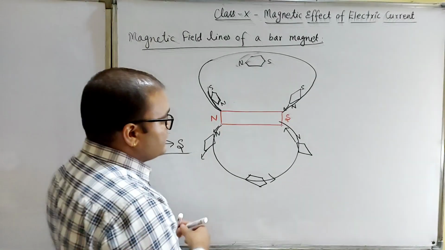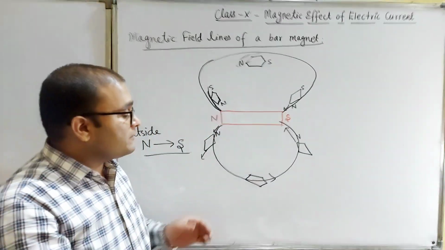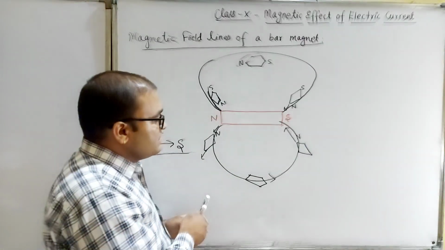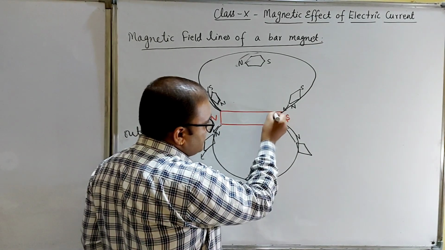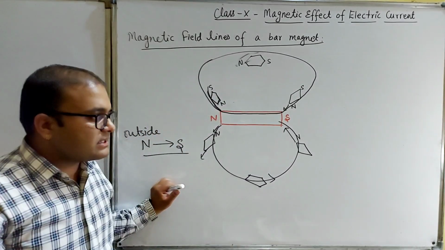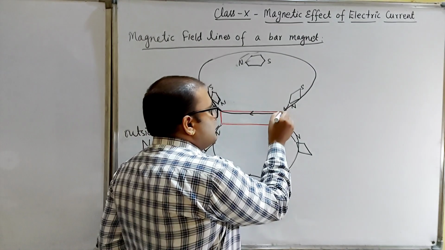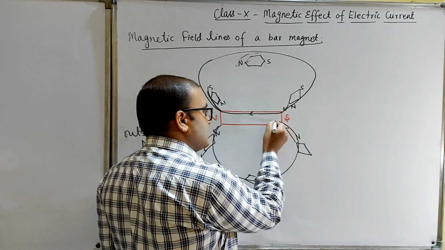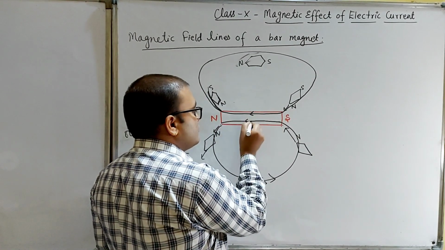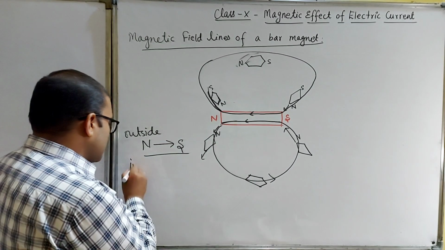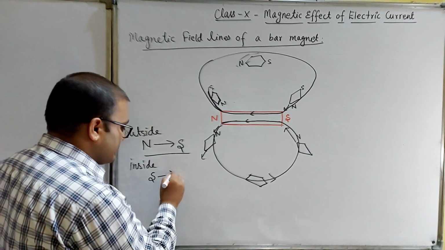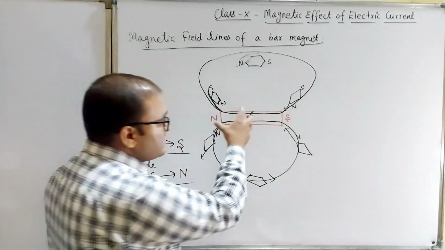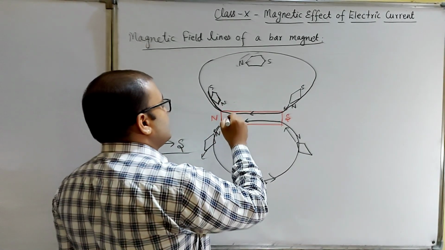But please remember, magnetic field lines make a closed continuous loop. Closed continuous loop means the magnetic field lines are also inside the bar magnet, but they go from south to north. Like here, the magnetic field line will again come from south to north inside the bar magnet. So inside the bar magnet, the magnetic field lines are from south to north. In this way, you can see there will be more magnetic field lines.